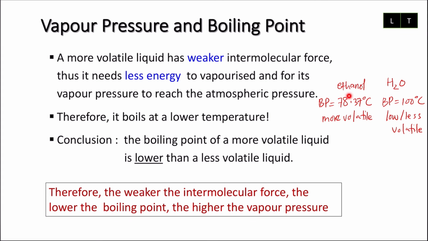Sebab apa? Ethanol walaupun dia boleh buat dua-dua, boleh buat hydrogen bonding for water is more than ethanol. So ethanol akan dapat intermolecular forces yang kurang kuat berbanding dengan water, therefore lower boiling point, higher vapor pressure. Sebab more volatile maknanya more higher the vapor pressure.